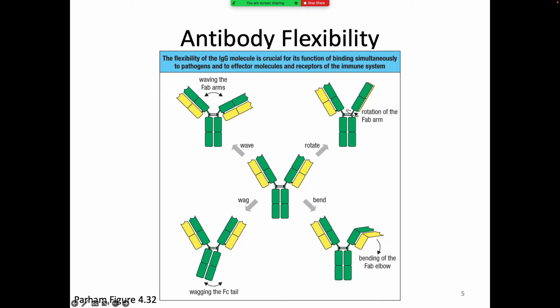Altogether, this means that the geometry of antigens can be accommodated by all of these different types of movements of the antibody. So the antibody is a bit flexible. It can flex as it needs to in order to bind to, say, 2 different examples of its epitope.